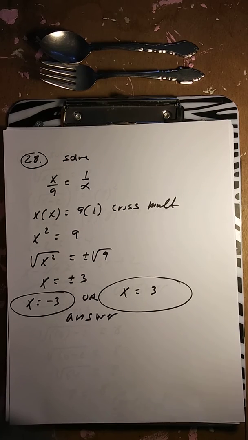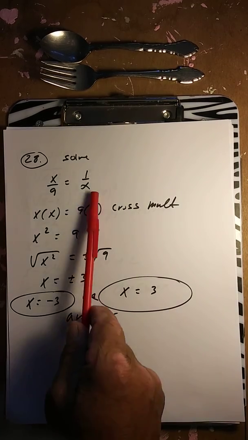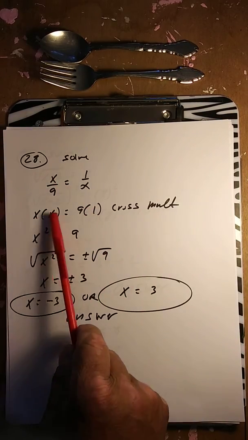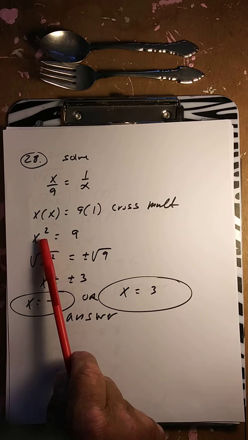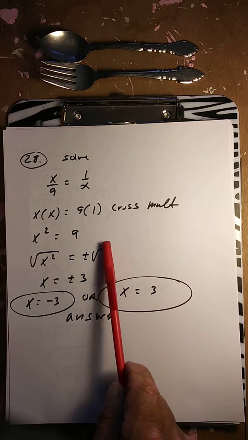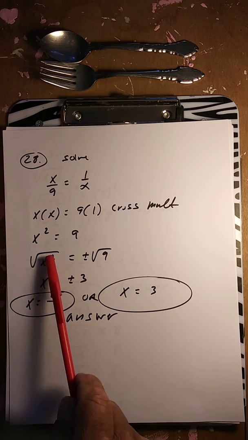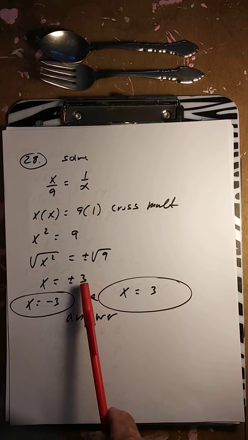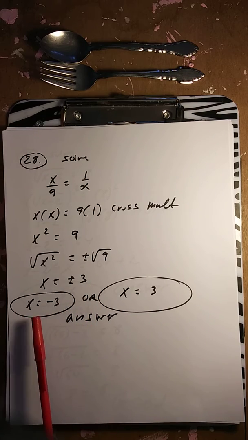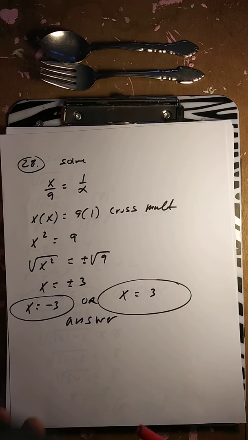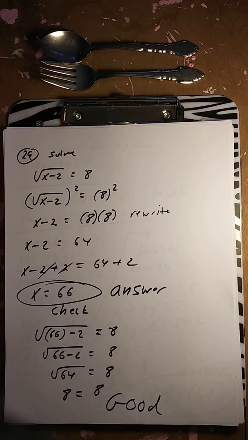Solve x over 9 equals 1 over x. Let's cross multiply these like this. So x times x, 9 times 1. x squared equals 9. So now to get the x by itself, let's square root this side and square root this side. So the square root of x squared is x, equals plus or minus, the square root of 9 is plus or minus 3. So x is negative 3 or x is a positive 3 for this one.